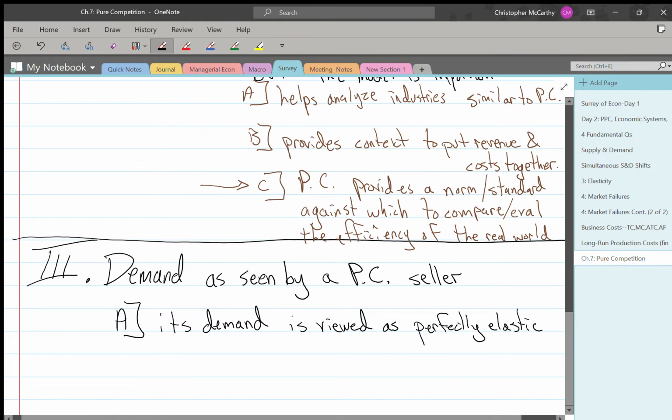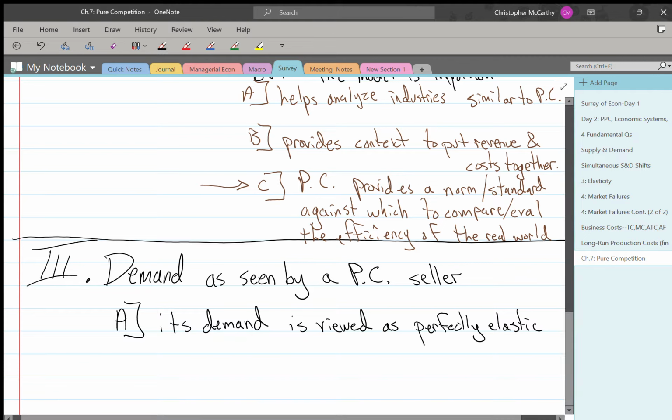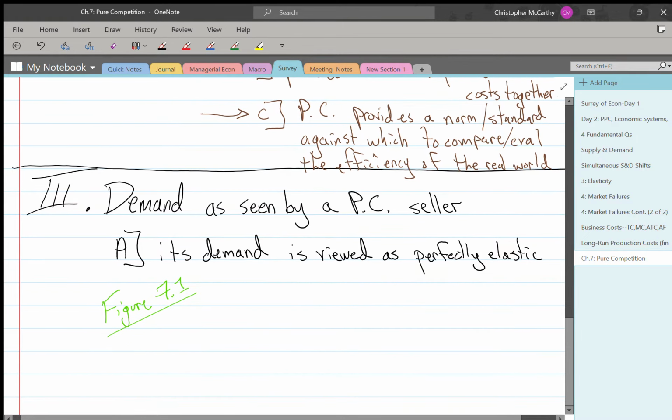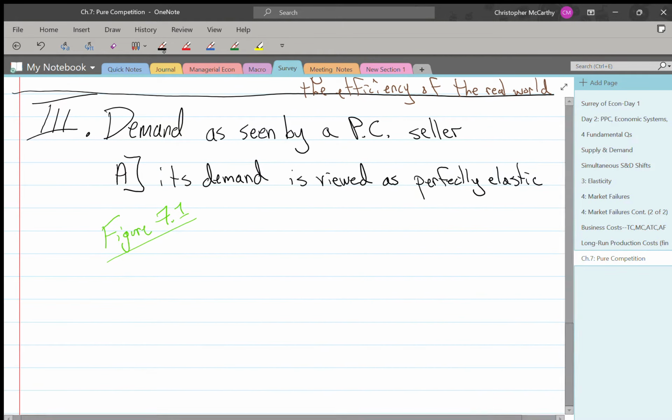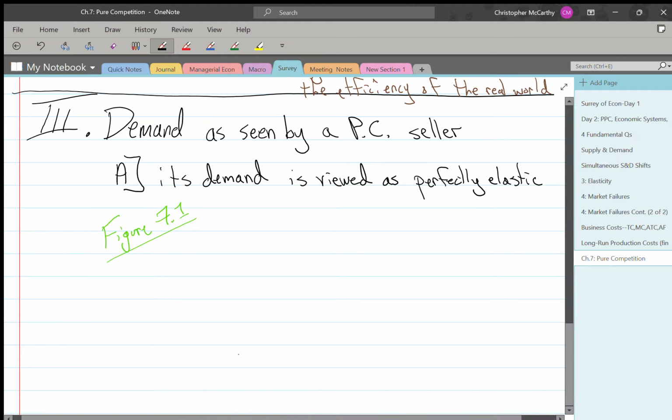So what do we mean by perfectly elastic? We can take a look at figure 7.1 in the text. Figure 7.1 talks about how essentially, think about Walmart. Put yourself in the perspective of the general manager of Walmart.